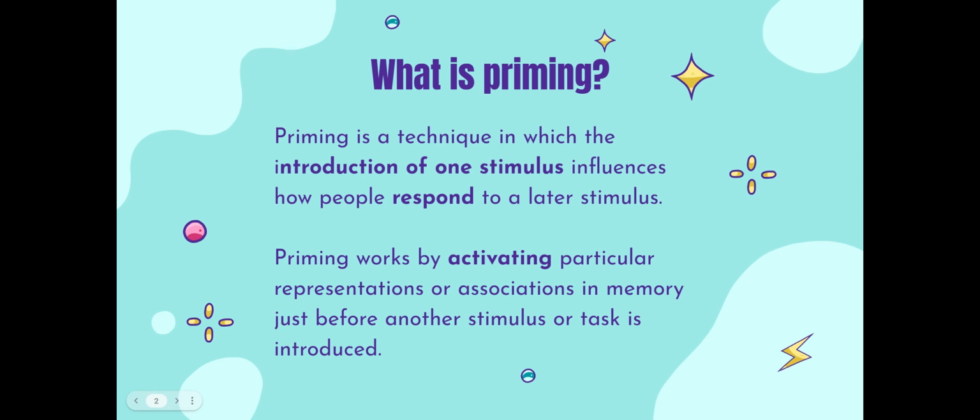Priming is when exposure to one stimulus influences how you respond to another stimulus afterward. It's like when you hear the word yellow and then more quickly think of banana. This happens because priming activates specific associations in your memory right before you're given a new task. This is essential in psychology because it shows how subtle cues can shape our thoughts without us realizing it.